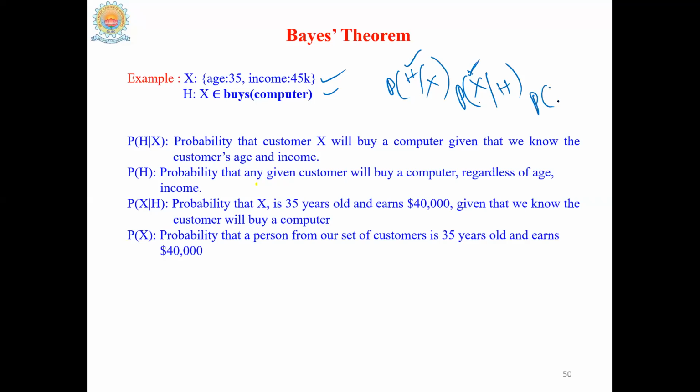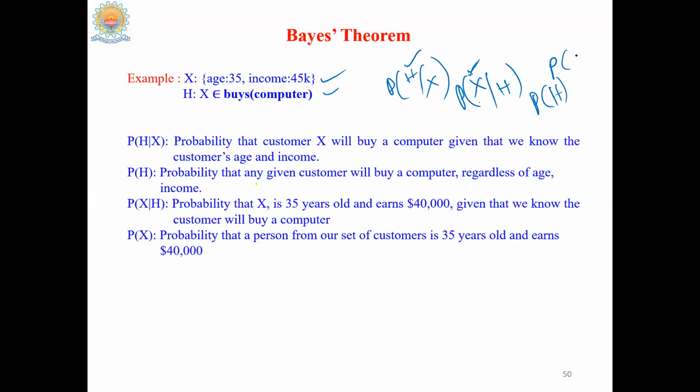Whereas P of H means the prior probability of the class. That means it is completely independent of the customer's age and income. So it is the probability that a given customer will buy a computer, irrespective of his age and income.